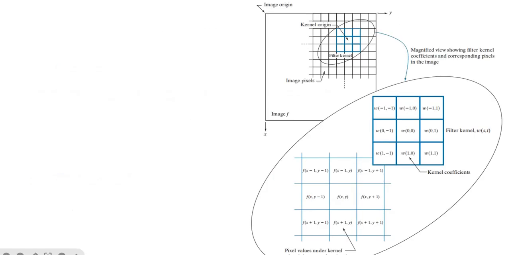Now this figure shows the mechanics of spatial filtering. The process consists of a mask, which will be moving on the image from point to point. At each point, the response of the filter is calculated by using a predefined relationship. So we move the filter mask from point to point in the image.